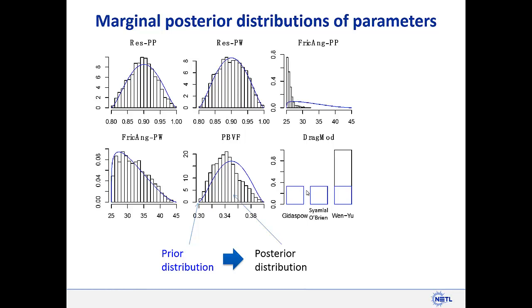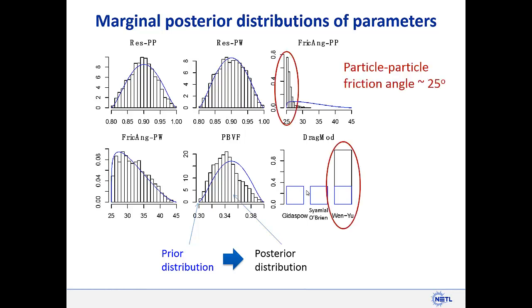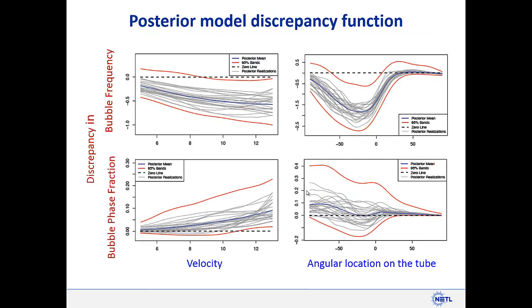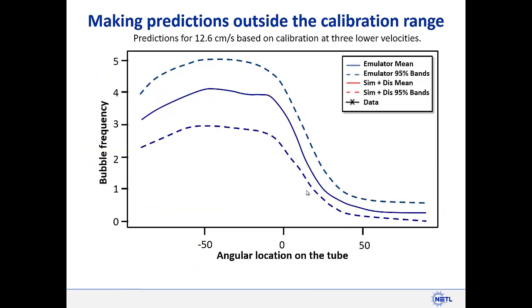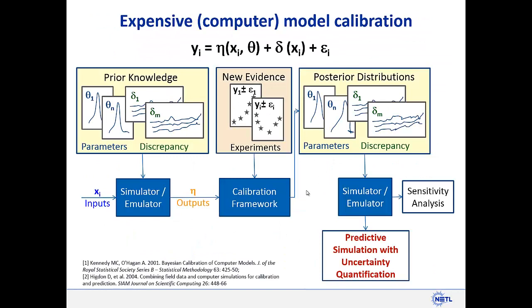So in 2000, Kennedy, O'Hagan, and Higdon, all these guys, came up with a methodology for what they call expensive computer model calibration. If you have a simple model, you don't really need all this, but a MFIX or CFD model is very complex. It takes a long time to solve. How do you calibrate that?